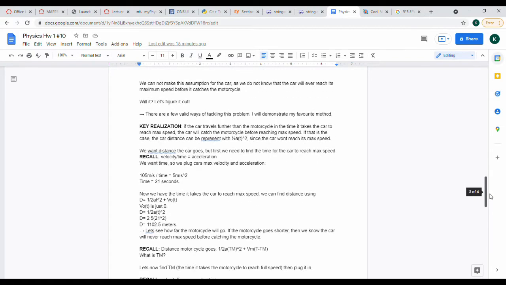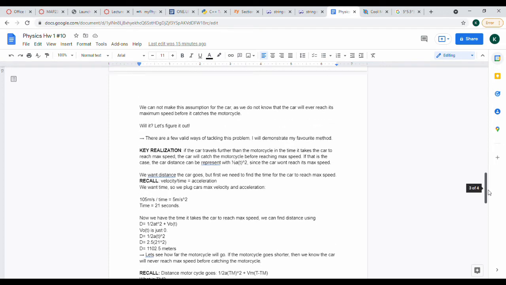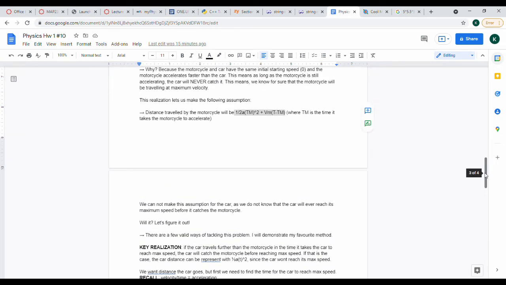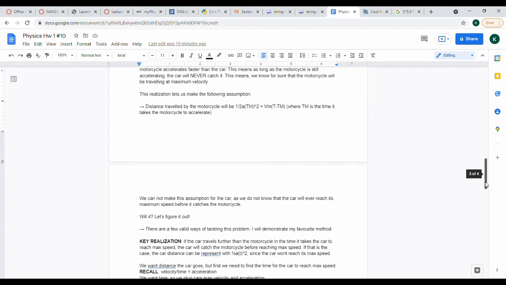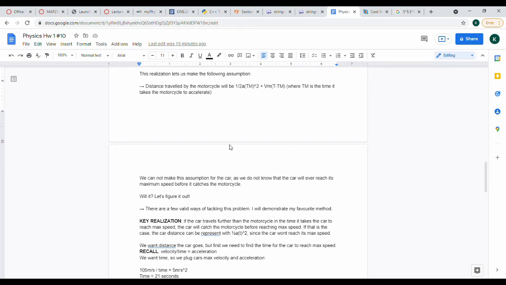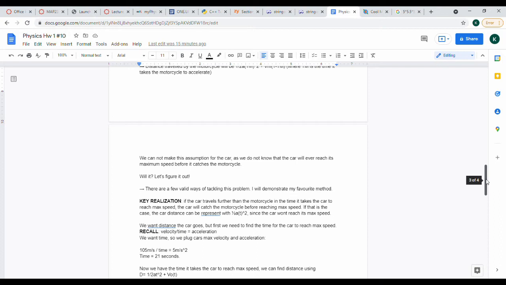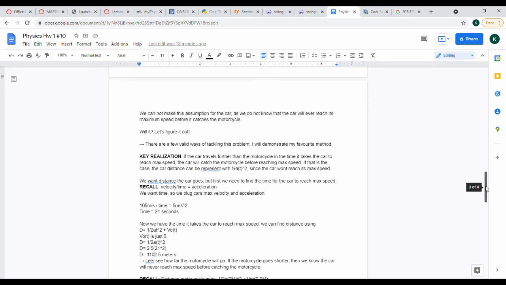So there are a few ways of figuring out whether the car will reach maximum speed or not. And just to clarify, why do we need to know that? Because if the car does reach maximum speed before it catches the motorcycle, then we have to include velocity times time for when the car is at maximum speed. But if the car isn't at maximum speed when it catches the motorcycle, then only the distance traveled by acceleration matters for the car, which will make our work much more doable, at least. It's doable both ways.